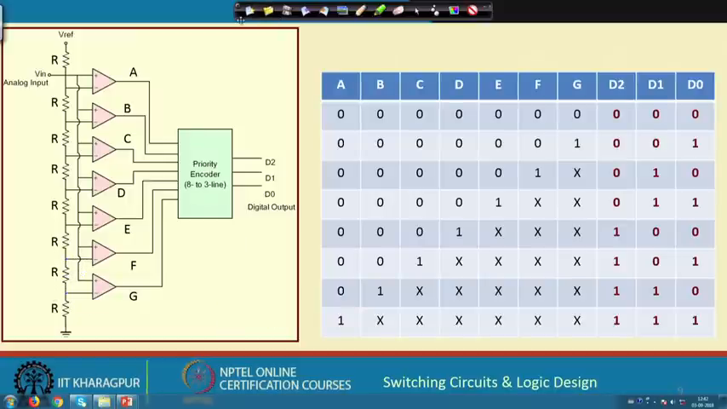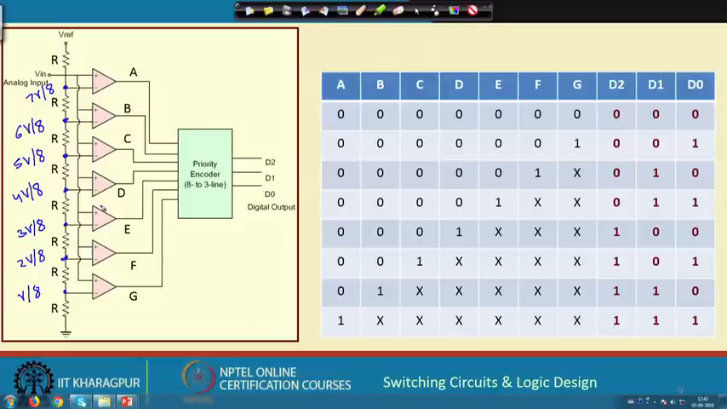So, what I mean to say is that the voltage at this point will be V reference by 8, voltage at this point will be 2 V by 8, here 3 V by 8, 4 V by 8, 5 V by 8, 6 V by 8 and at this point 7 V by 8. This V is actually Vref, right. Now, what are these comparators doing?